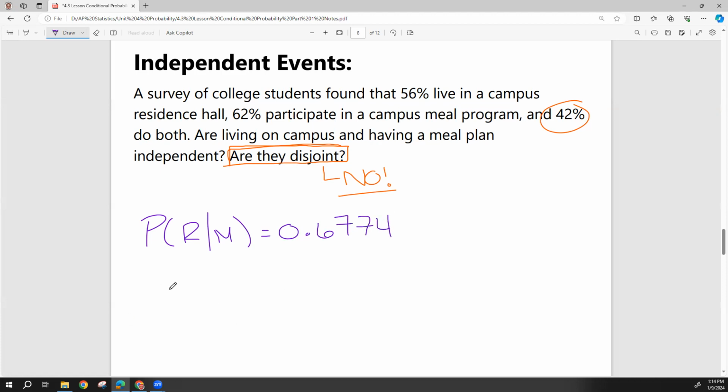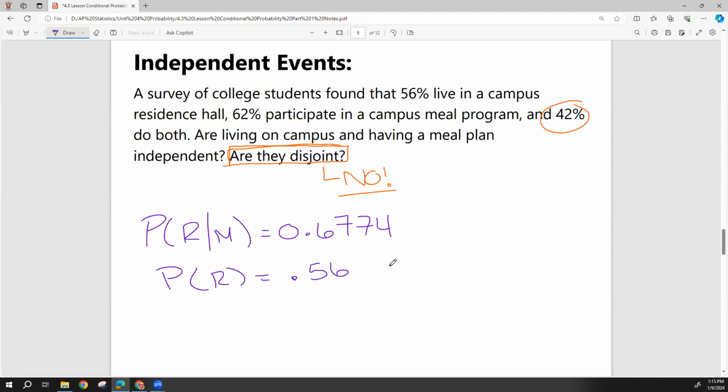And then we have the probability on its own of living on campus. So 56% of the students lived on campus. And so if these two events were independent of each other, these two probabilities would be equal or at least really close to each other. They are not. 0.6774 and 0.56 are not equal, and they are not close to each other.